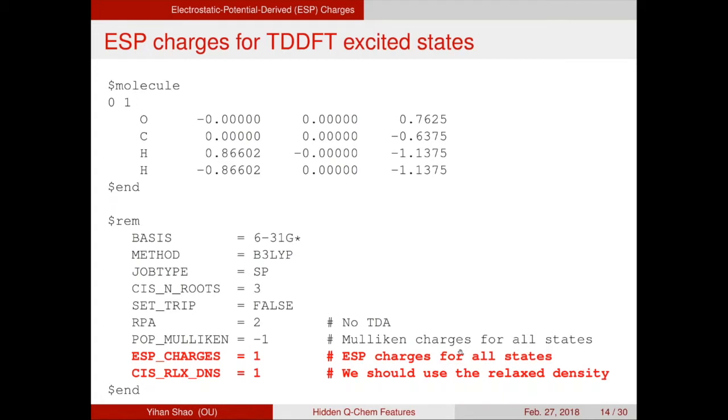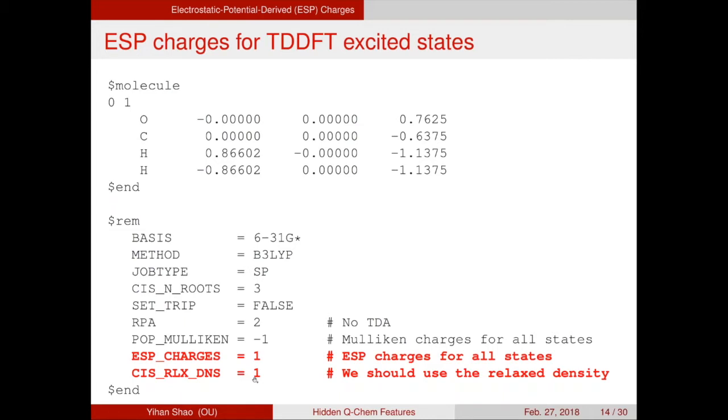That was coded up by John Herbert's group. But if we also add ESP underscore charges equals 1 here, then we get ESP charges for the excited state wave functions. The only thing I have to mention here is that we should add this line, which is CIS relax density equals true. What does that give us? We ask Q-Chem to give us the relaxed density for all the excited states, which, in addition to the normal contribution from amplitudes, also has a contribution from the so-called Z vectors. And exactly the relaxed density for excited states is what the external environment sees.